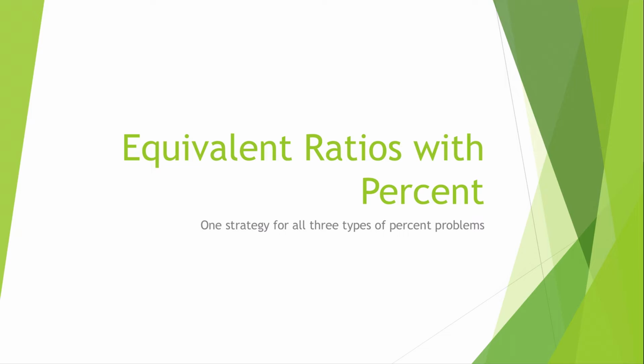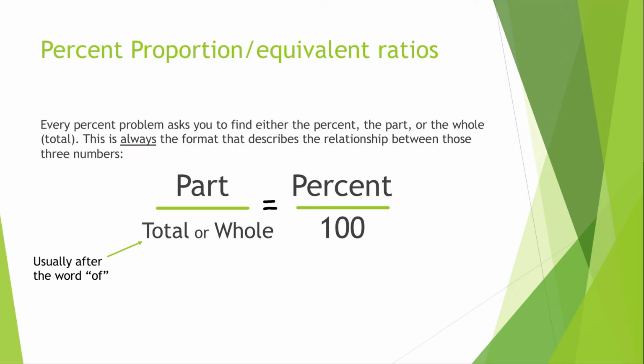So we're going to use equivalent ratios because you already know how to work with equivalent ratios from topic 5. And we're going to use this one strategy for all 3 types of percent problems that was shown in the Math Antics video. The percent proportion that you've seen me write on the board and you've seen in other videos is the part over the whole equals the percent over the 100.